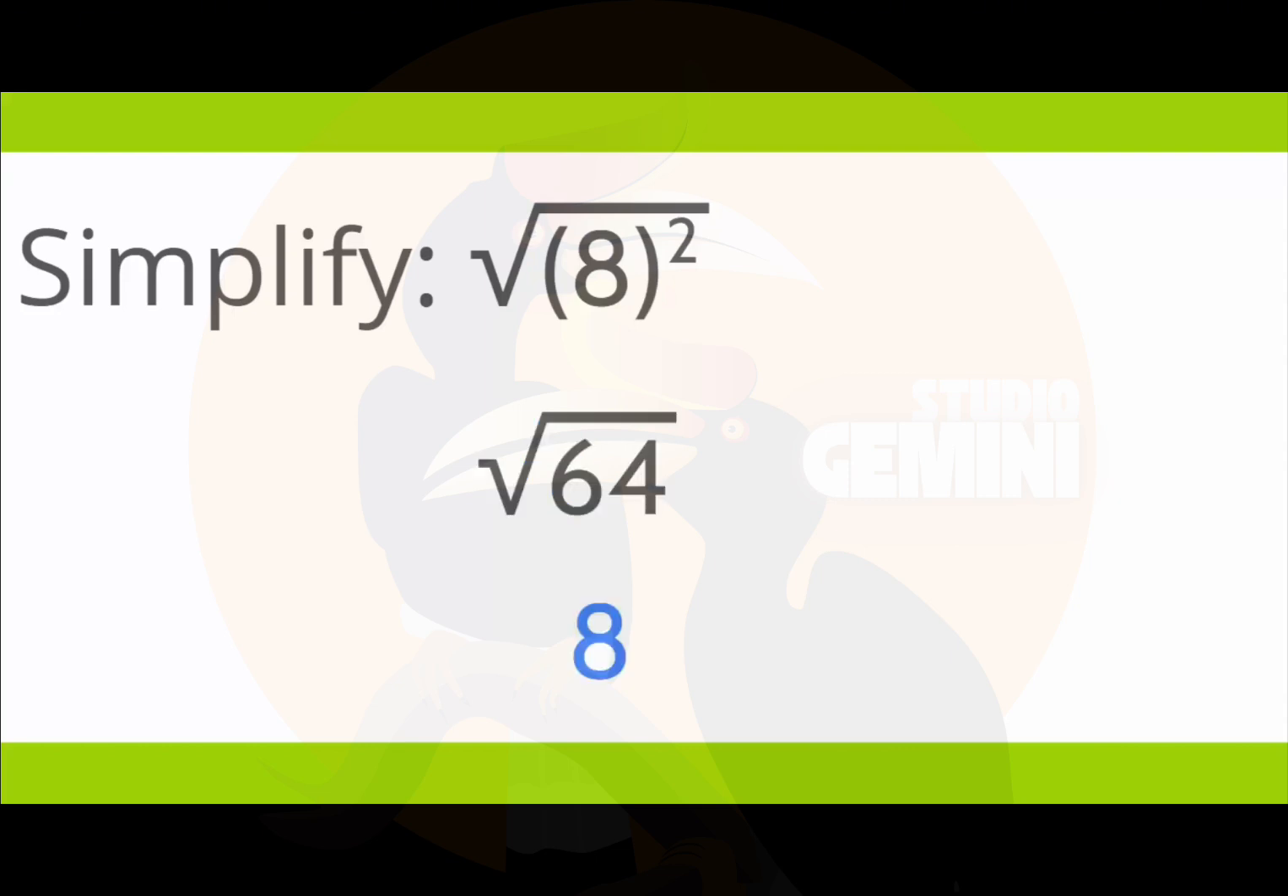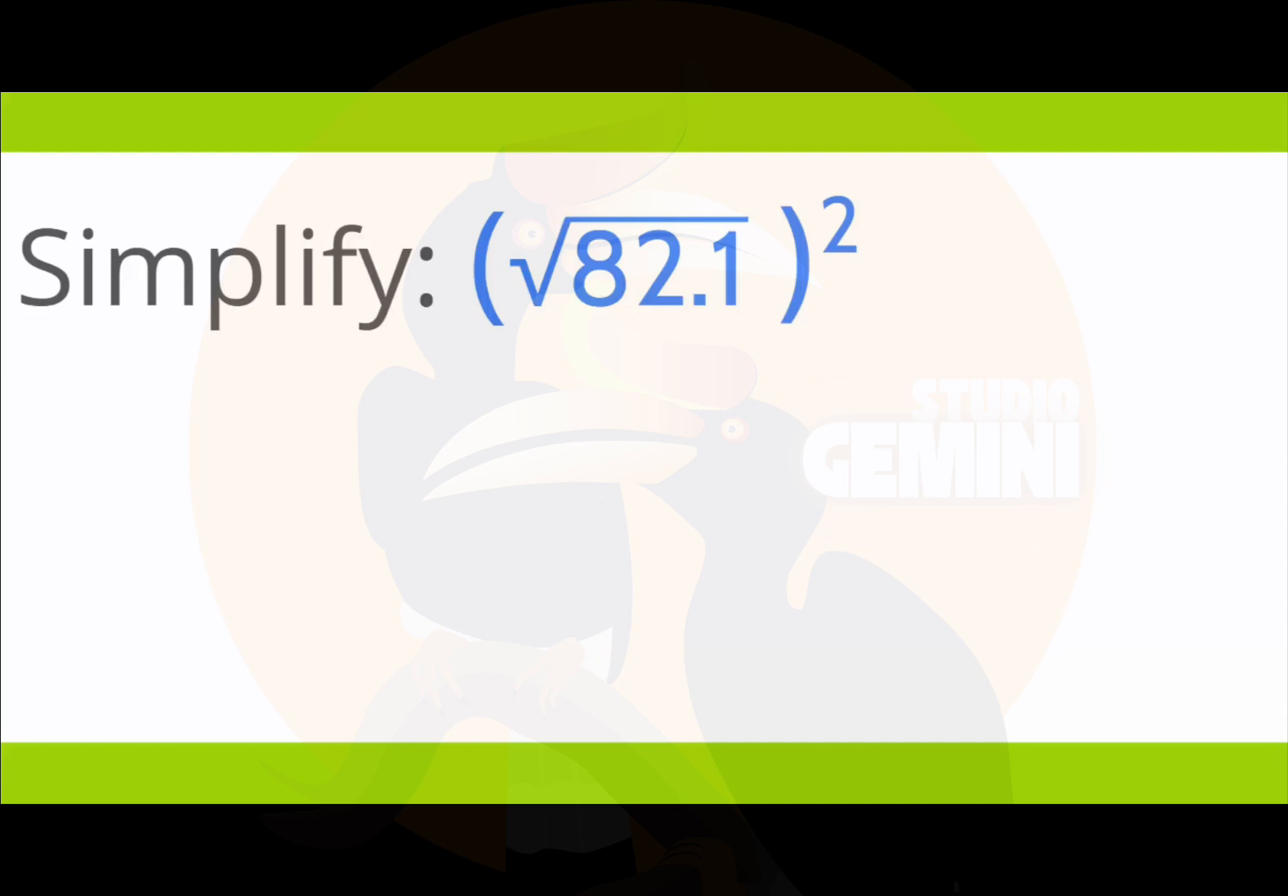Now let's try one more. Simplify the square root of 82.1 squared. At first glance, this may look a bit more complicated than the ones we've done so far. But since we are taking the square root of 82.1 and then squaring it, those two operations will cancel each other out, and our answer will be 82.1.